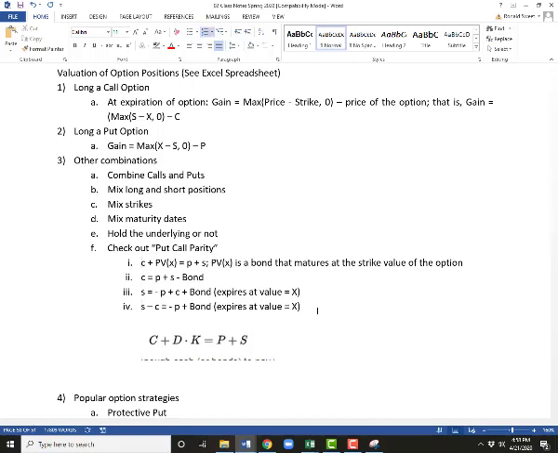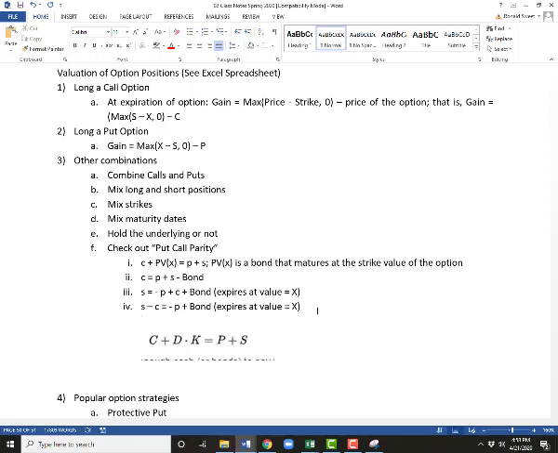All right, so put-call parity. It says C plus DK equals P plus S. What in the world does that mean? Well, the C and the P and the S we've already used. C means the value of a call option, P is the value of a put option, plus S, that's the value of the stock. So C plus some weird thing equals P plus S.